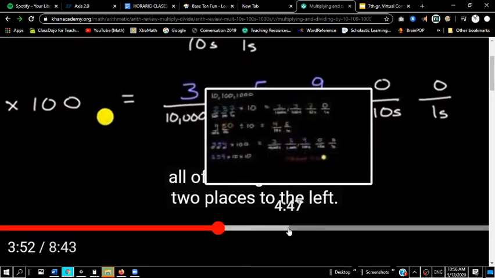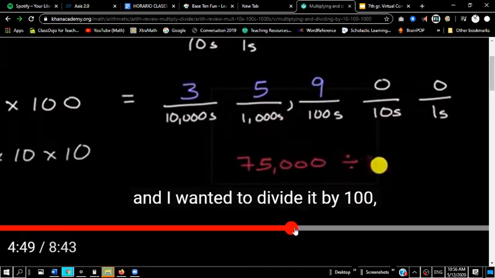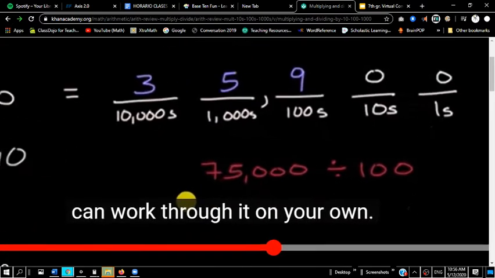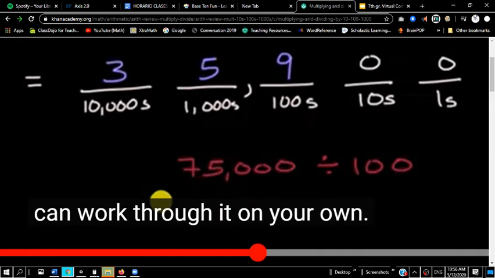Let me put that right back on the screen. He had 75,000 divided by 100. Well, since we learned how to do this, we're just shifting those digits, those zeros, over to the right. So we get rid of 2 zeros on the 100 and get rid of 2 zeros on the 75,000. What would our answer be? Let's see if your answer is correct.